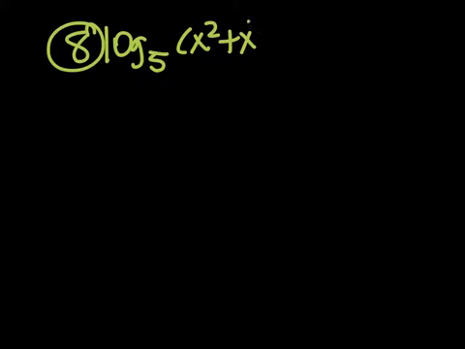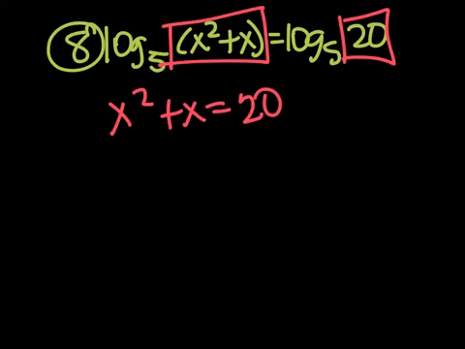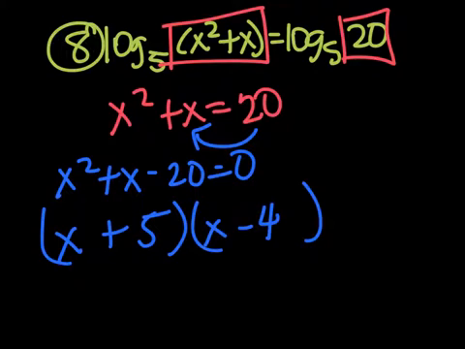Number 8. Log base 5 of x squared plus x equals log base 5 of 20. So again, I have logs on both sides. So I'm going to set x squared plus x equal to 20. Since I have an x squared and an x, we're going to have to move my 20 over to the left side and factor. And yes, you need to factor. So my x is negative 5 or 4.